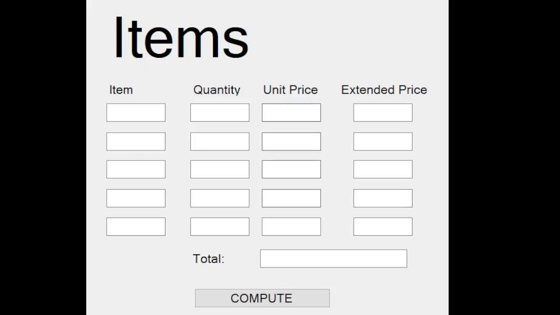Okay, so this will be your exam. Your exam, you have to create a simple somewhat POS or point of sale with the following labels. You have the items, quantity, unit price, extended price, and then the total.